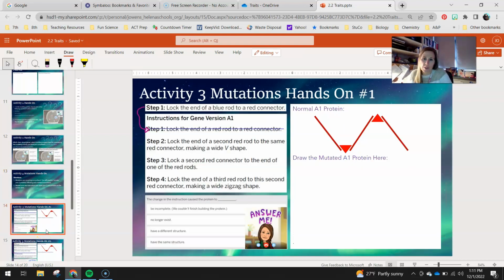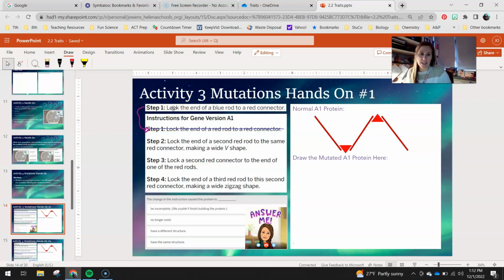Okay, so first, mutation number 1. We have A1, and we can see that normally our A1 protein looks like this: a long red rod, a little red connector, another red rod, a red connector, and then the third red rod. We're going to have a mutation occur, and we're going to see how that protein is different from this first one. I'm going to do this first one with you. In this mutation, we're going to substitute the original step 1 with this step 1. This is the mutated step.